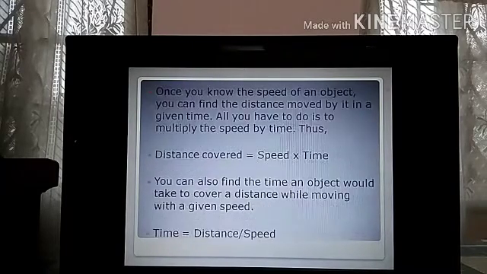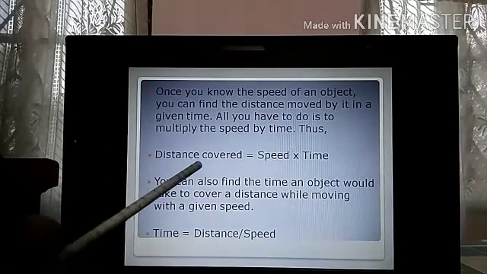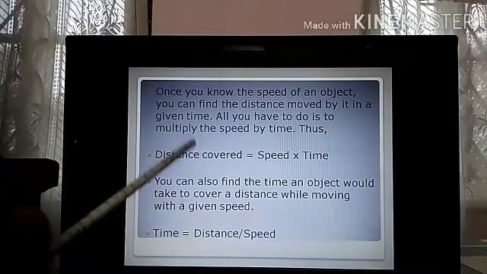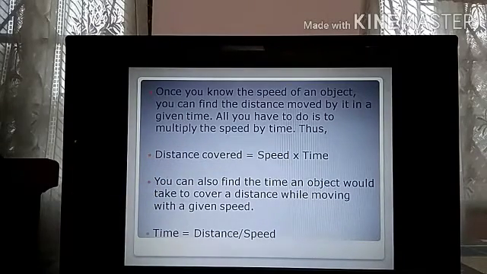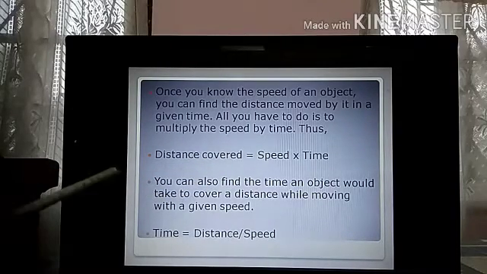Once you know the speed of an object, you can find the distance moved by it in a given time. So how much distance, you can calculate if you know the speed. Distance covered will be speed into time. Now what is speed? Speed is distance by time. So distance will be speed into time. You should remember this. If you know your speed and how much time is taken, you can find out the distance by multiplying speed and time.